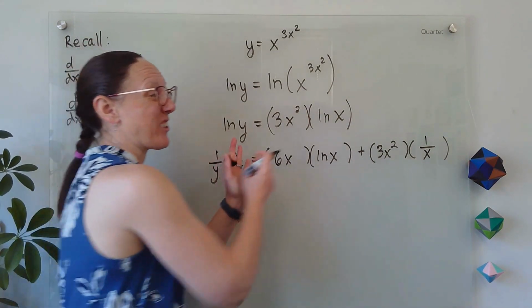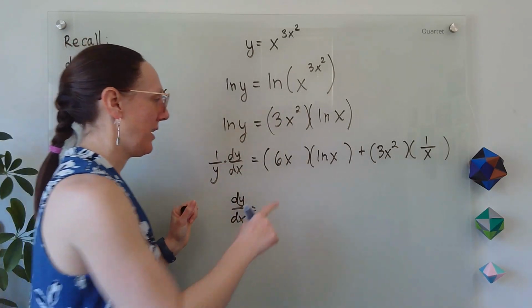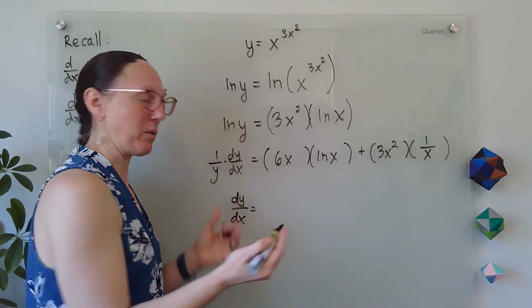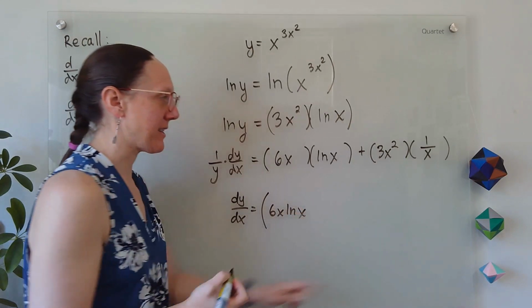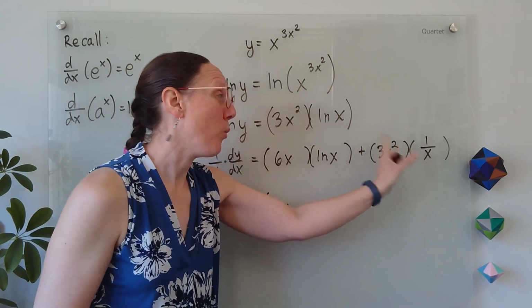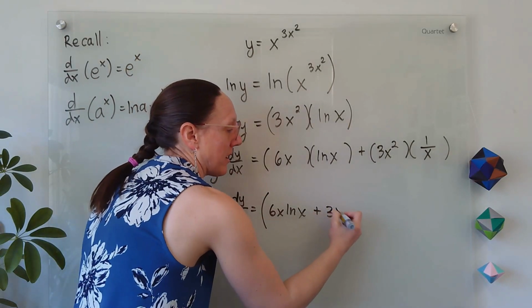Along the way, if there's anything that I can simplify over here, I'm going to go ahead and do it. Well, 6x times natural log of x, there isn't really anything I can simplify with that. So I'll leave that as 6x natural log of x. But here, 3x squared times 1 over x, one of those x's is going to cancel out, and I'm going to end up with just a 3x.